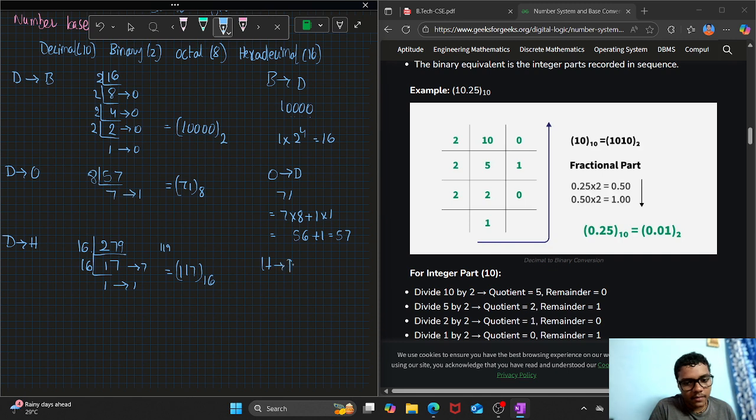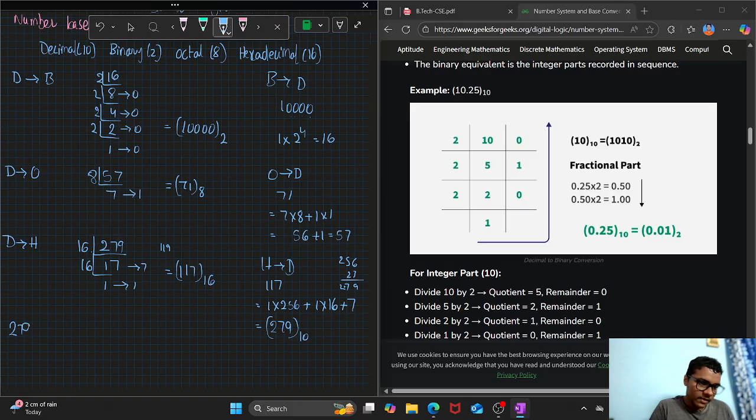And hexadecimal to decimal, let's do it. 117, that is 1 into 256 plus 1 into 16 plus 7. 16 plus 7 is 23. 256 plus 23 is 279. So this is how you convert the decimal number system to any number system and any number system to the decimal number system. And then we get the octal and hexadecimal interconversions.